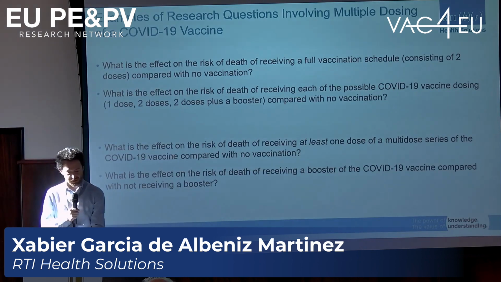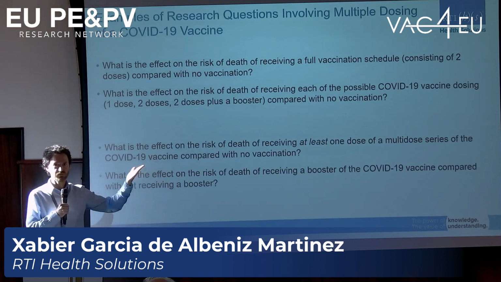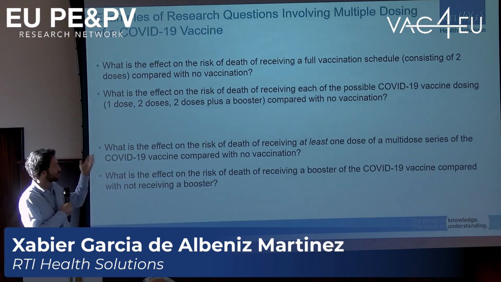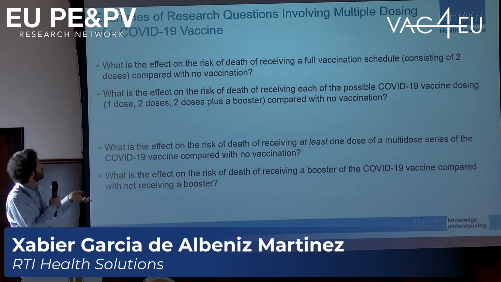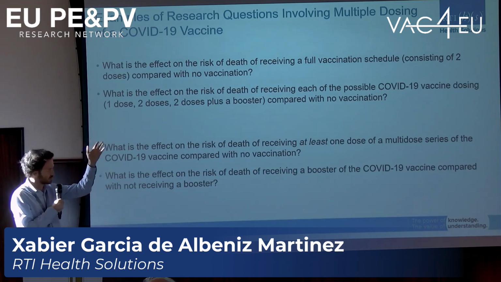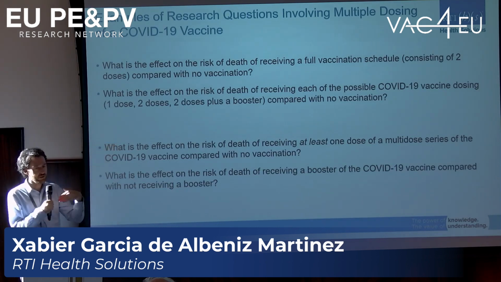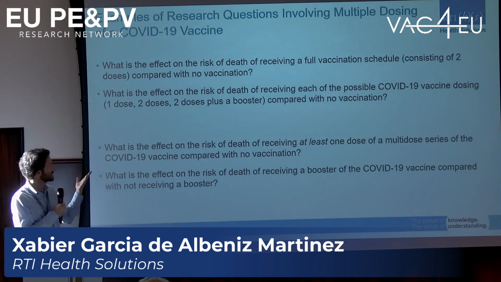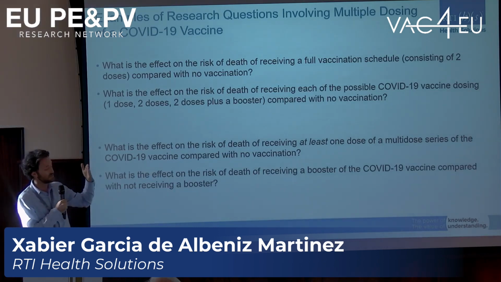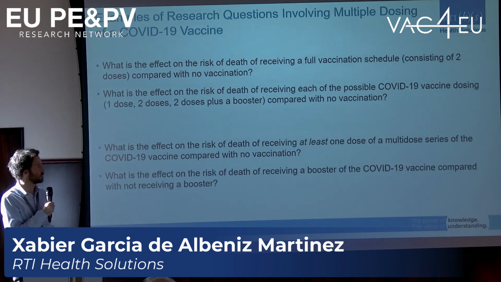Okay, so let's go for the first part, the thought experiment. I have to discuss how to study different doses of vaccines, and I just came up with 4 different questions. I'm going to read them. So, one example could be, what is the effect on the risk of death, I just chose this outcome, of receiving a full vaccination schedule consisting of 2 doses compared with no vaccination. Another example could be the same, but instead of studying 2 doses, we are studying 3 doses: 2 doses for the primary vaccination plus a booster 8 months afterwards compared with no vaccination.